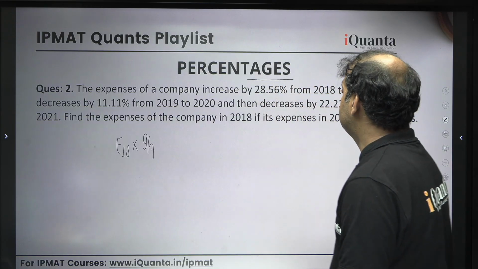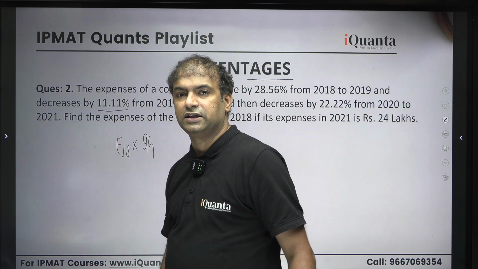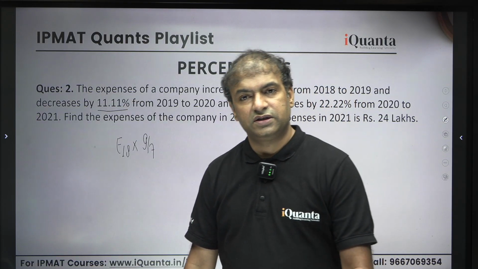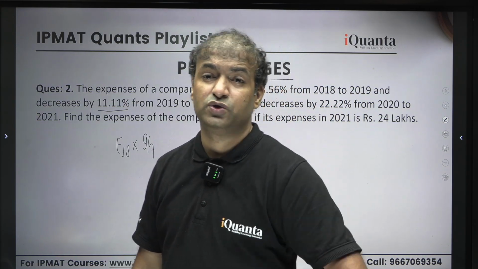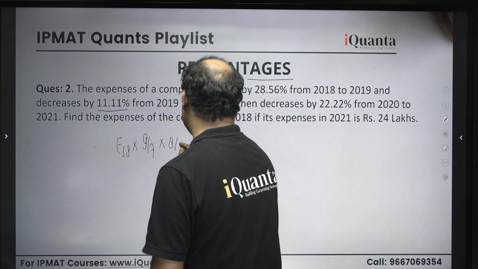Okay. Second case, guys, from 19 to 20, decreasing by 11.11%, right? Okay, 11.11% is 1 by 9, decreasing, that means 1 minus 1 by 9 is 8 by 9, so multiplying by 8 by 9 here, all right?